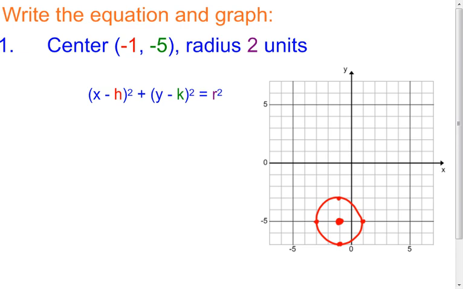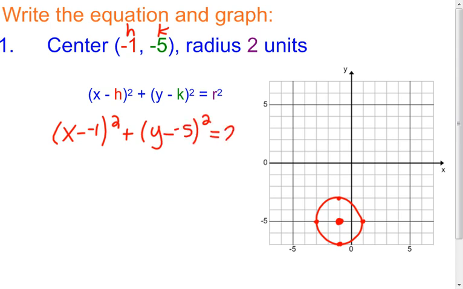Okay? Then if we need to make an equation for it, what you need to know is that this is your h value and this is your k value, and then you just simply plug it in. I'm going to use the equation for this circle, so I have (x minus -1) squared plus (y minus -5) squared equals 2 squared. And of course, if I simplify that, it's going to become (x plus 1) squared and (y plus 5) squared equals 4.